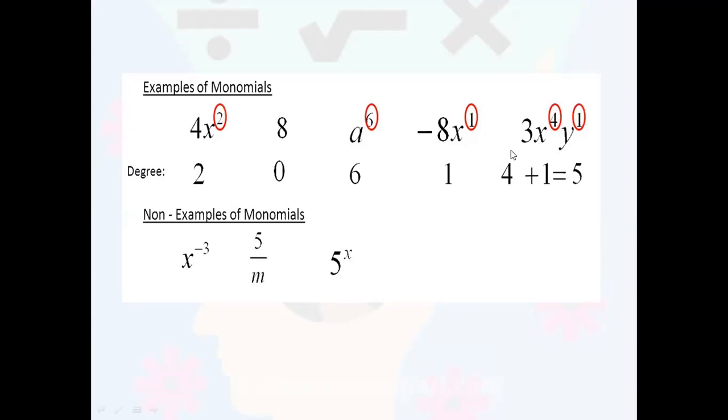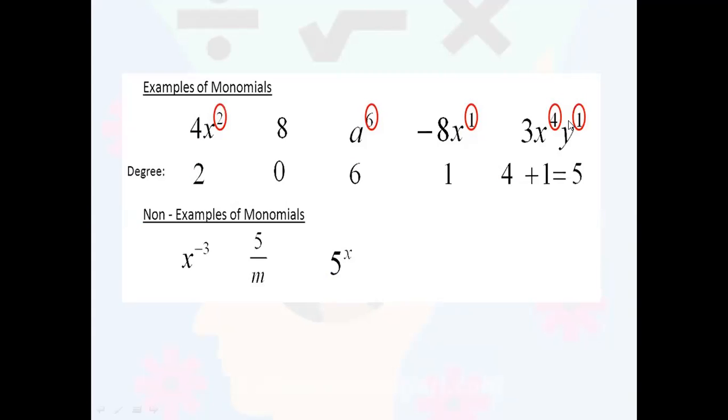As you can see, these are all examples of monomials because either it's a number alone, or it's a product of both. So here, the degree of this monomial is 2. As I said, if a number is alone, the degree for that is going to be 0. And for this, it's 6. The degree for this is 1. And the degree for this is 5.